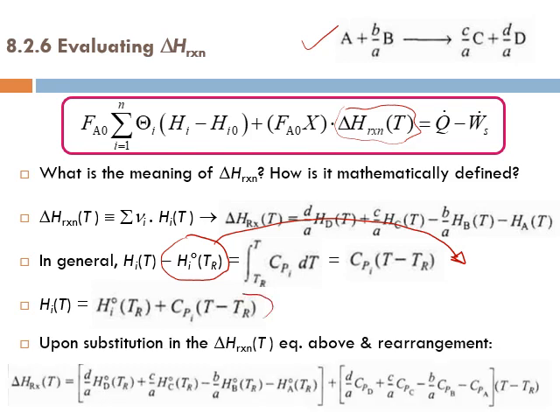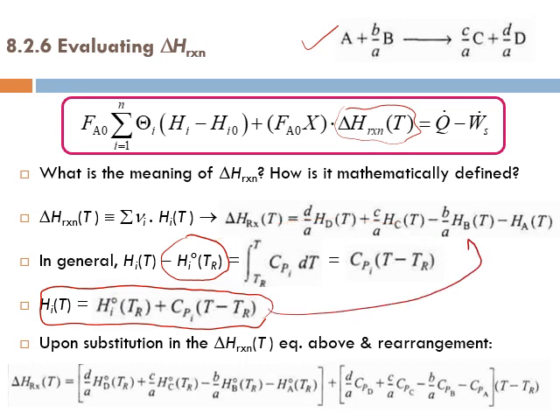So let's substitute this equation into this equation. For every H, we will now have two terms. One is the standard H at a reference temperature, and the other one is the Cp delta T. So here we have 4 terms, 1, 2, 3, 4. We'll end up now with 8 terms. And let's lump them together. All the variables which are the same or similar, lump them together. So we'll end up with this equation.